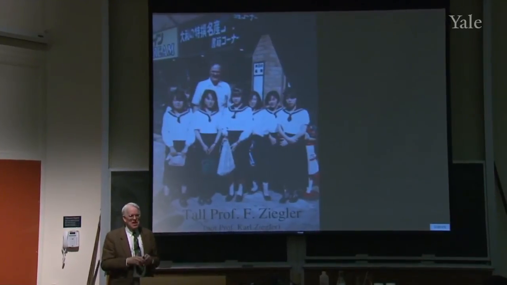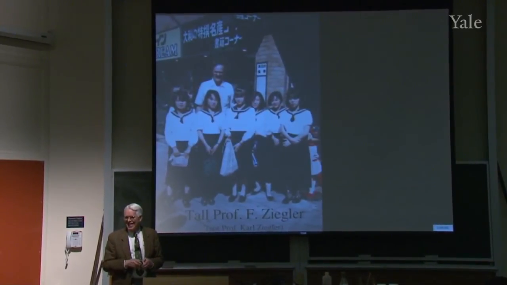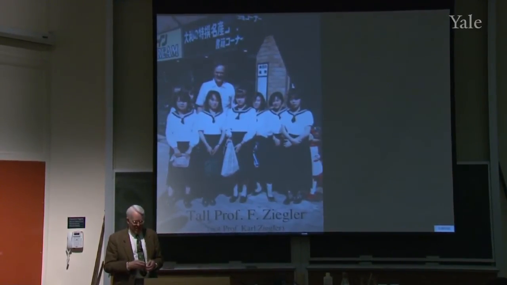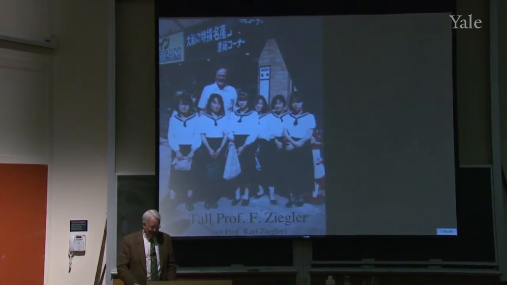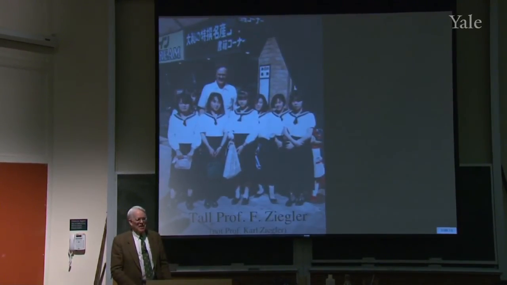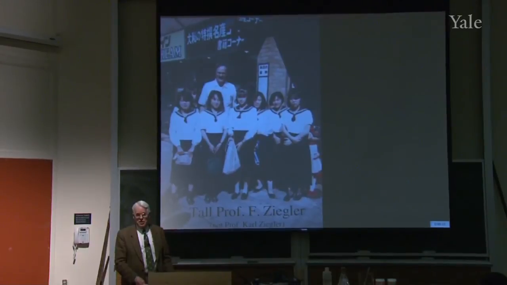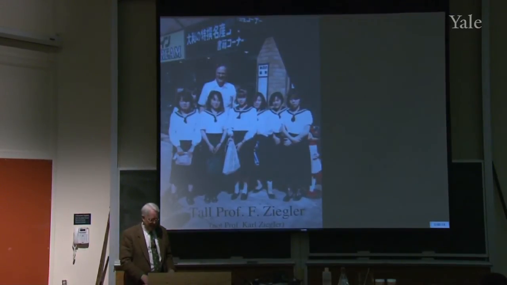Now, you've heard of Professor Ziegler, who last semester taught the other organic course. I don't know if you've seen him around in the lab maybe, but he's unusually tall. He's 6'6" or something like that. And I point out here that he's not Professor Carl Ziegler. We'll talk about Professor Carl Ziegler a few slides later. But he was visiting Japan in 1986, and this delegation of junior high girls thought he was so tall they should get their picture taken with him, which is here.